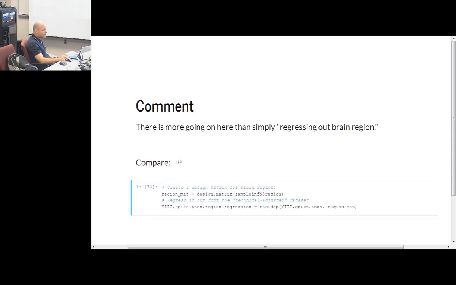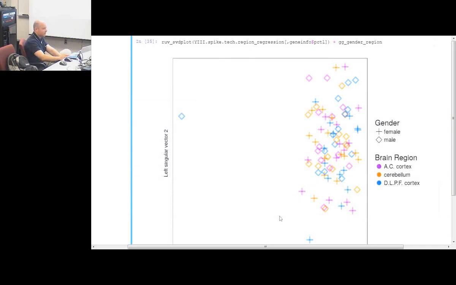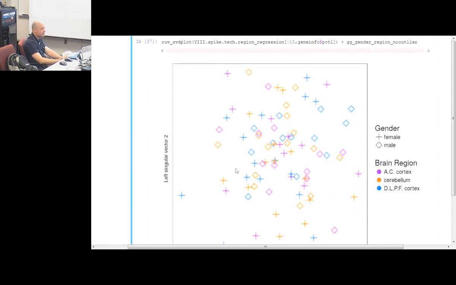So just as a comparison, here I am quite literally regressing out brain region. So I do the adjustment that I had already done using the spike-in controls and just the technical replicates, and then I explicitly regress out brain region. And when I do that, I get a different looking thing. I do not see the gender effect. Partly that's because this is driven by this extreme outlier, but even after I remove that outlier, I still do not see gender coming up as the main effect.